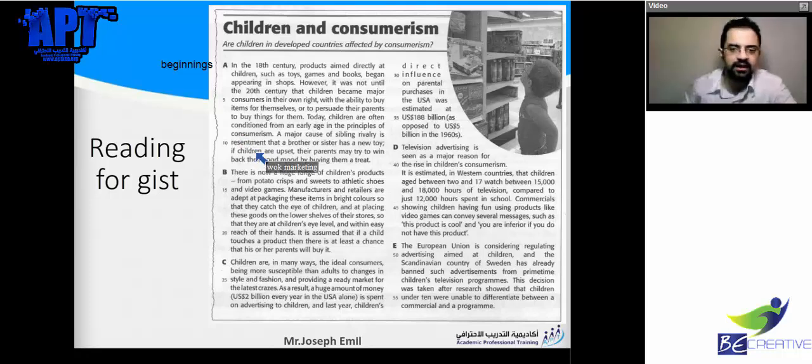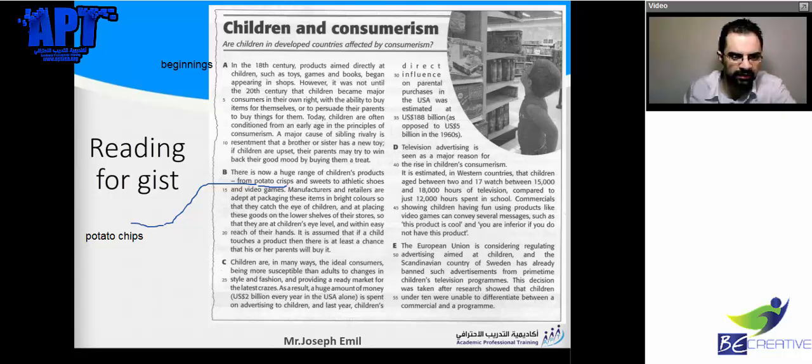There is now a huge range of children's products, from potato crisps and sweets. By the way, potato crisps is the British expression for potato chips, like Lay's and other products. So potato chips. But that's just beside the point.